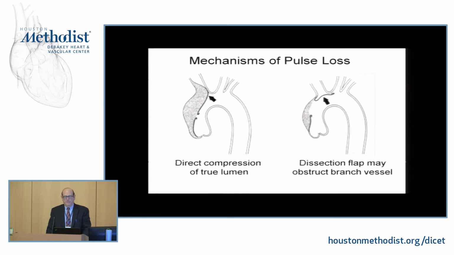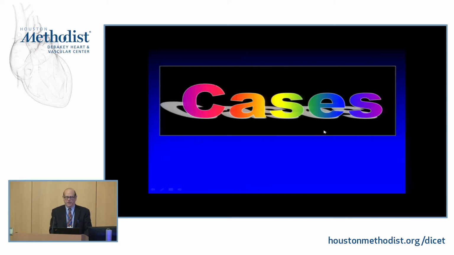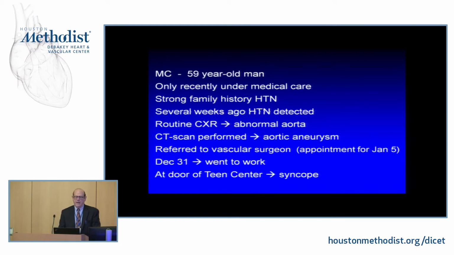Pulse loss, two mechanisms. The false lumen, as illustrated here, if and when it expands, can actually compress the true lumen here, and in this case, innominate artery, or the dissection flap can actually enter and involve and obstruct an orifice of any of the aortic vessels. Let me just share a few cases with you.